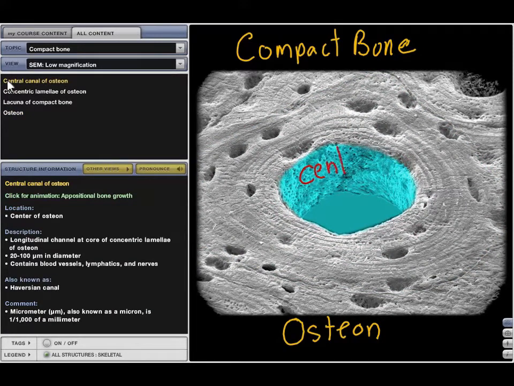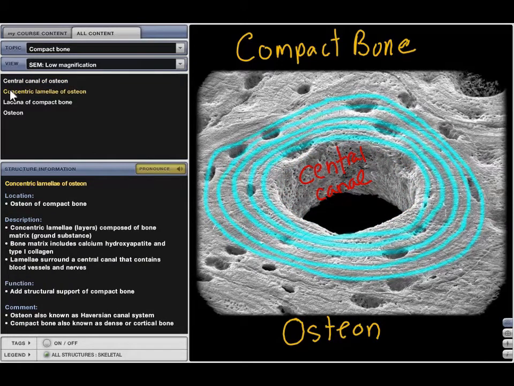This is the central canal. The central canal is a channel that houses blood vessels and nerves that supply the bone. Surrounding the central canal, the bulk of each osteon is composed of concentric rings of bone tissue called concentric lamellae. And I'll show them here in blue. So these rings are the concentric lamellae.